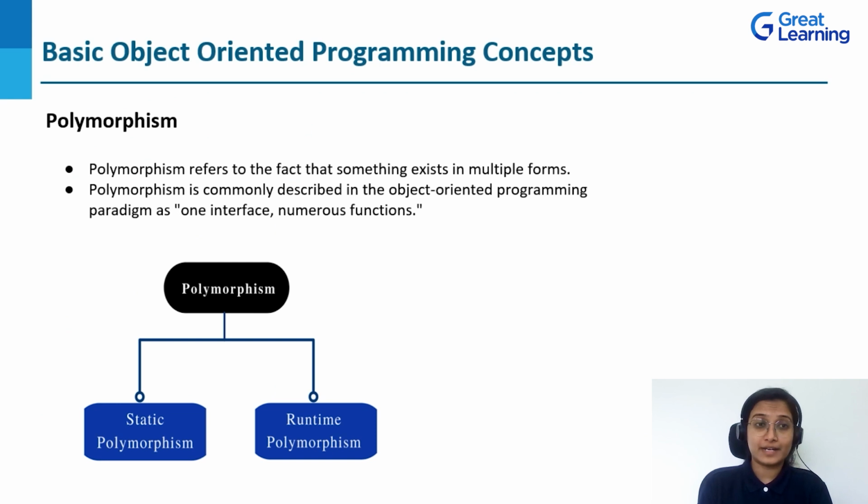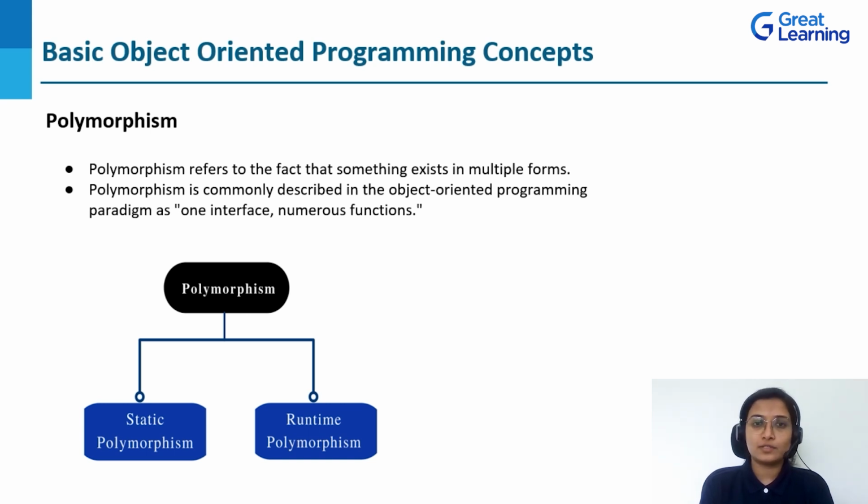Now we'll learn about the second concept of basic object-oriented programming, that is polymorphism. Poly means many, morphism means forms, right? One particular name having different forms or different meanings is called polymorphism. So technically, let's learn what polymorphism is. Polymorphism refers to the fact that something exists in multiple forms. One single name, but having different meanings. One single interface having numerous functions.